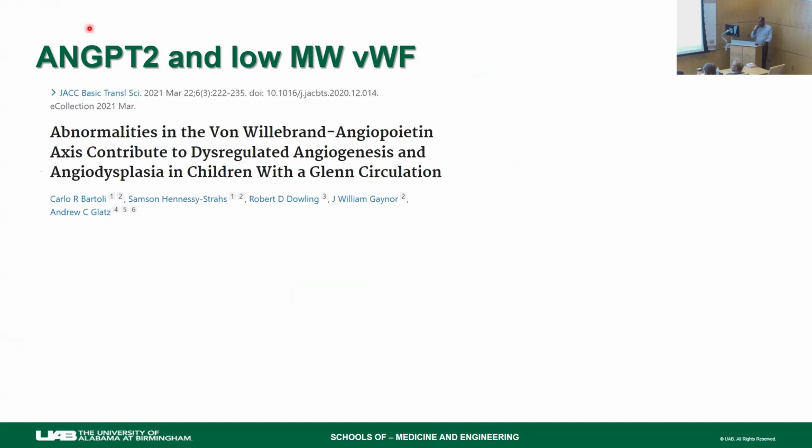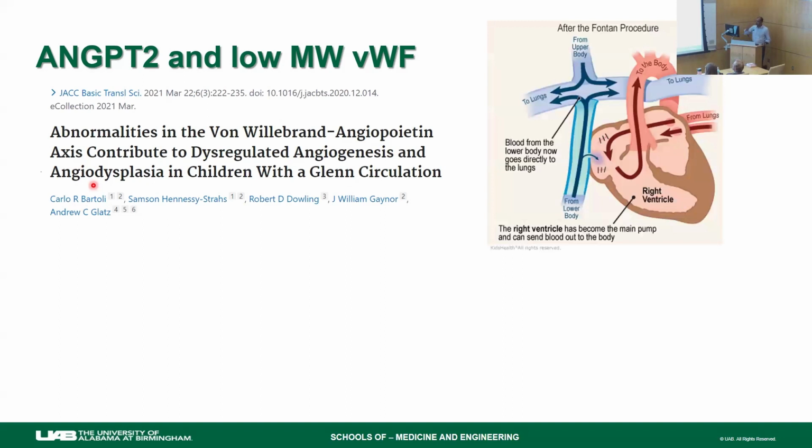We found this paper, which is pretty interesting. And this actually strengthened the hypothesis because we're trying to make a case that diminished pulsatility or loss of pulsatility is important. So this paper from a group at UPenn, I think at that time, but this guy moved since, is the von Willebrand factor and angiopoietin axis contributes to dysregulated angiogenesis and angiodysplasia. And this was in a particular patient population with patients that have Glenn circulation.